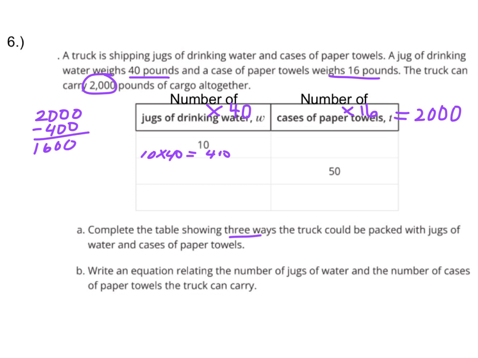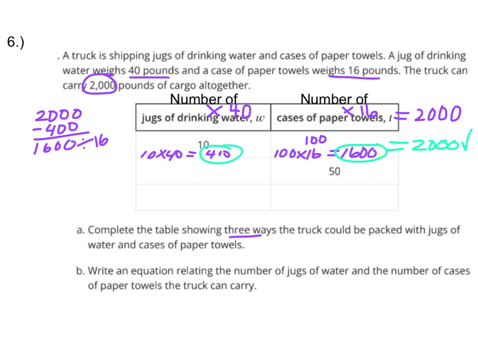Now, 1 case of paper towels weighs 16 pounds, so I'd have to divide this by 16. So 1,600 divided by 16, that gives me 100. So now let's just check the weight of that. 100 times 16 pounds each would be 1,600. So now I just need to make sure that 400 and 1,600 totals 2,000, which it does.